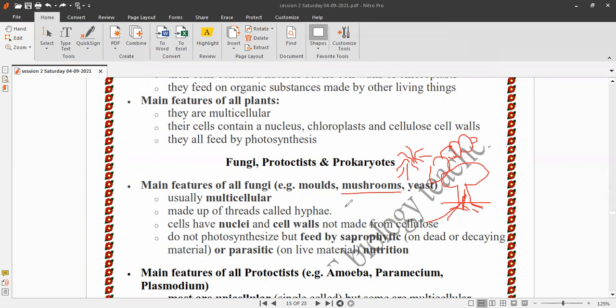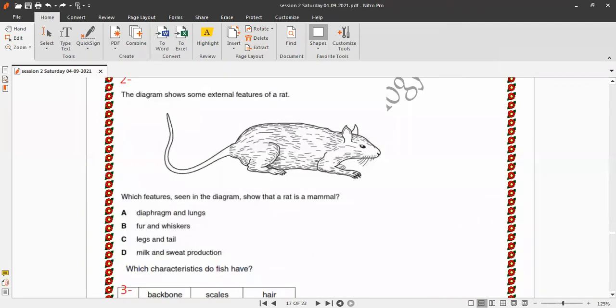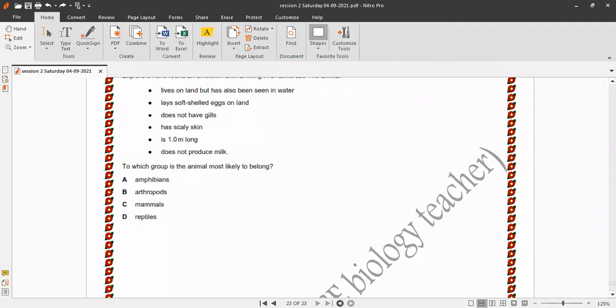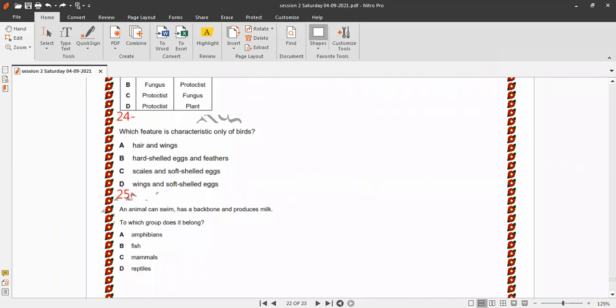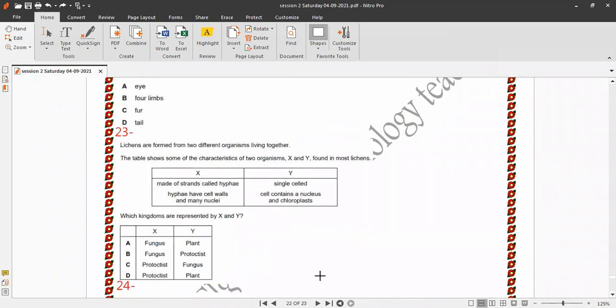Teacher, when is the session going to end? I only have one question here, for fungi and only for fungi. Wait, please. This one, 23.